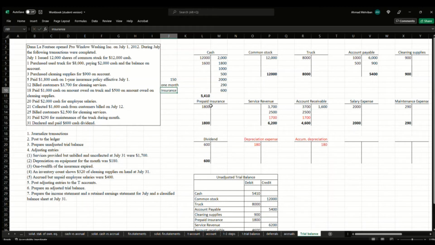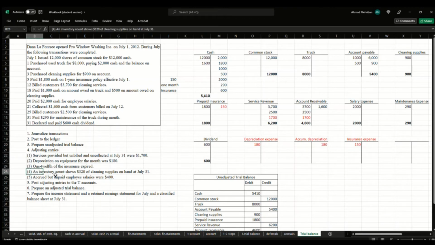Now we need to recognize the fact that next month we will start with less prepaid insurance. Let me change the color to show the adjusting entry, and we have to recognize the insurance expense first and foremost, and that is on the debit side. This is also an adjusting entry, so I'll change the color.